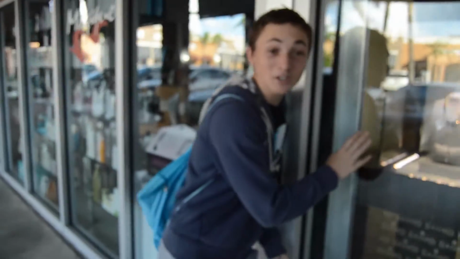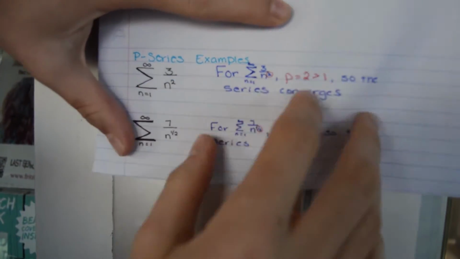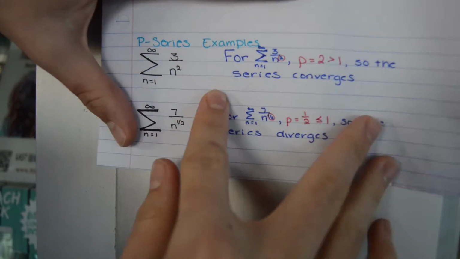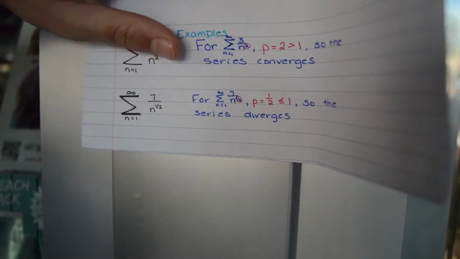Come this way. Come over here. Look at this beauty. Right here. Okay, here, we've got an example. We've got the sum of 3 over n squared. See, in this case, p equals 2, which is greater than 1, so therefore the series must converge.